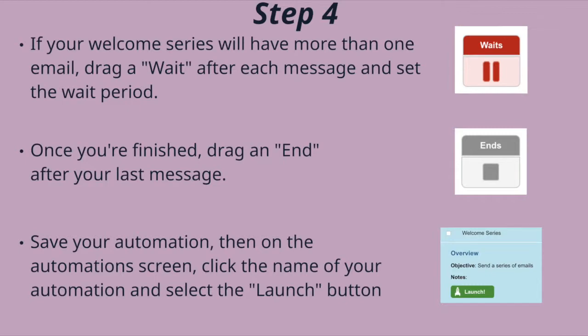If your marketing automation is going to have more than one email in it, then after you've created that first email, you want to go ahead and insert a wait. So you'll drag this little red box onto your automation and connect it to the email that you just set up. And you can set the period of time that you want people to wait before getting the next email. So you'll put in the wait period, say it's 3 days, then drag on a new email and create that process all over again. Once you're finished, you want to drag an end onto your automation after the last message so that the automation will know this is where your supporters will exit the journey. Then you'll save your automation and click launch to launch it and get it started.